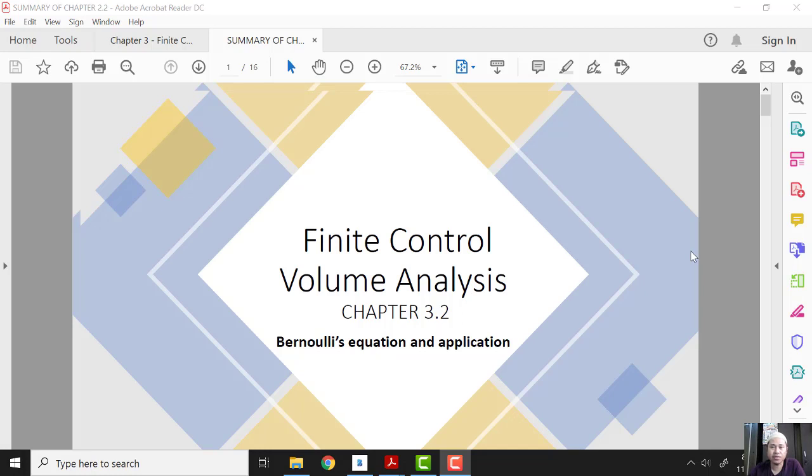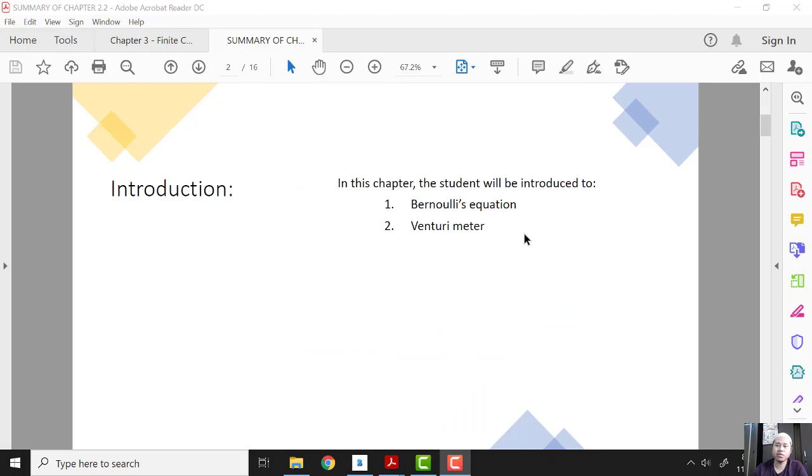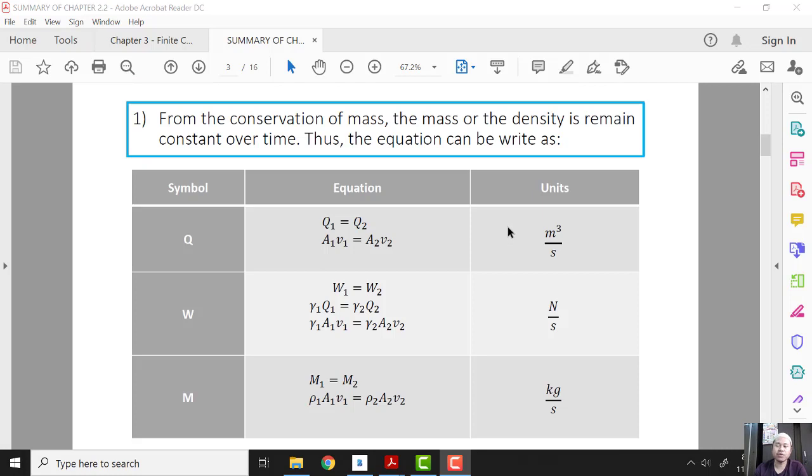So welcome back to Fluid Mechanics class. Inshallah today we will continue our chapter 3.2. We'll be looking at the Bernoulli equation and its application. In this chapter you will be introduced to the Bernoulli equation, its application, and also the Venturi. The Venturi meter is part of the Bernoulli application. Before we continue our class, let's recap what we learned in the previous class.